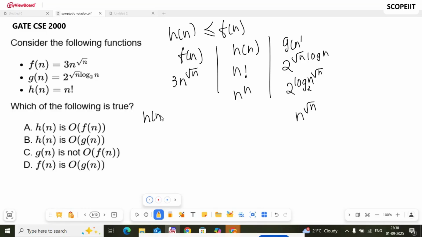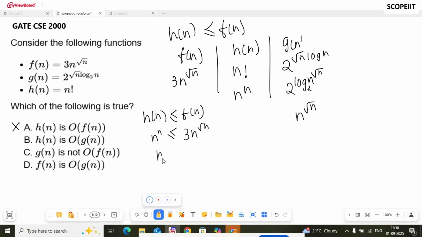So h of n is less than or equal to f of n. h of n value, that is n to the power n, is it less than or equal to f of n, that is 3 n to the power under root of n? Is this condition true? No. Why? Because n to the power n is greater than this, not less than. So option A is not possible. Now let us see option B.